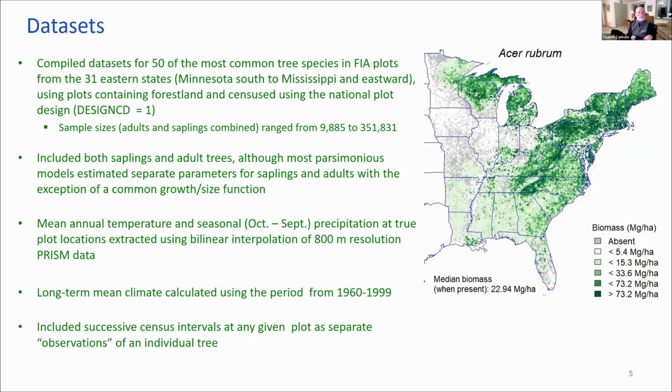So we look at both saplings and adult trees, and the most parsimonious models do in fact fit separate parameters for saplings and adults. We fit the model simultaneously with a common size function. We use PRISM data at an 800 meter resolution and true plot locations under an MTA. And then we use the period from 1960 to 1999 as our baseline to define the long-term mean climate.